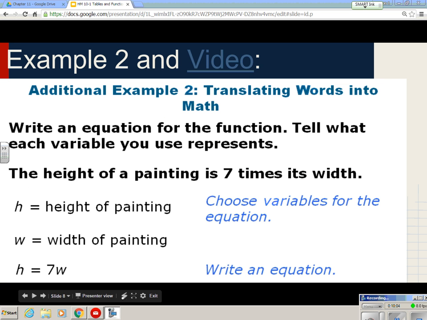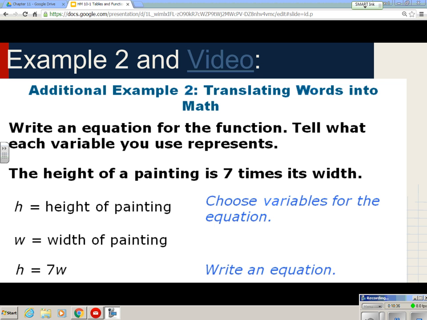All right, so in example 2 here, we're going to look at how sometimes you'll get words written, and you have to be able to describe how to solve things with words, translating words. Well, in our example here that I'm going to do with you, it says write an equation for a function. Tell what each variable you use represents. So if we're looking at this, it says the height of a painting is 7 times its width.